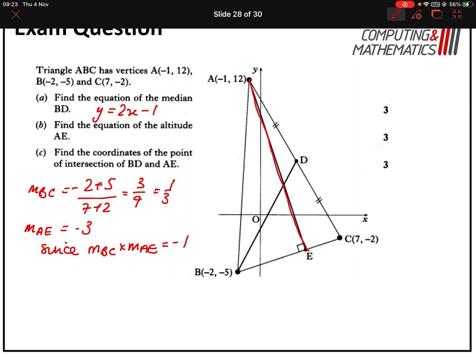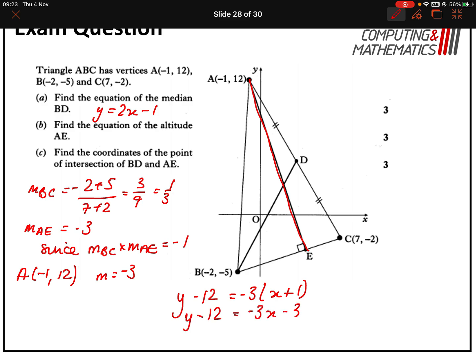Okay, I'm then going to use this gradient, and I'm going to use the point A. And I'm going to substitute it in. So y minus 12 is equal to minus 3 bracket x plus 1. Multiply out your bracket. Okay, and then tidy it up. Right, now there's a reason why I'm leaving it as y is equal to mx plus c. Right, but that's what I've got.